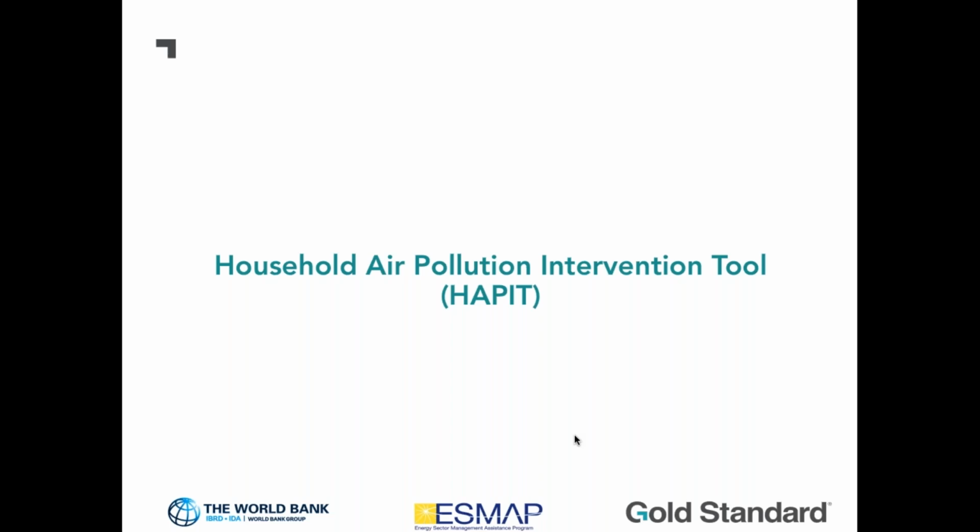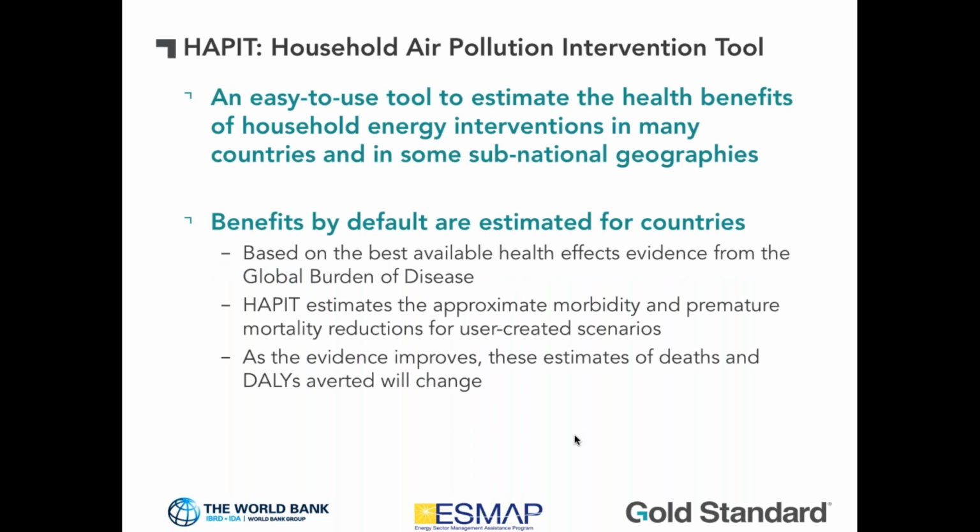So the next few slides provide some information on the household air pollution intervention tool, or HAPIT. You would have heard this term quite a few times now in the last few minutes. This is essentially an easy to use tool, which is used to estimate the health benefits of household energy interventions in many countries, and in some subnational geographies. The HAPIT is the second step of the quantification process, which is given under this methodology.